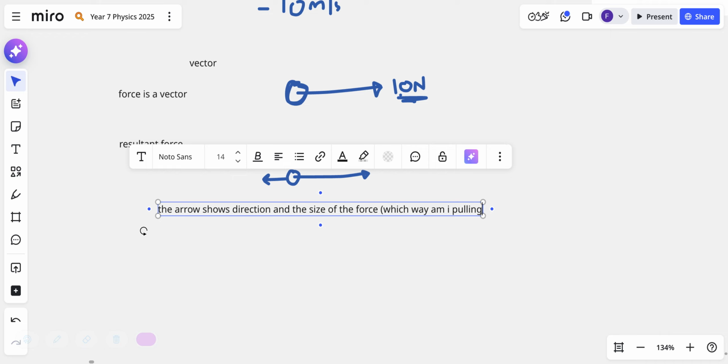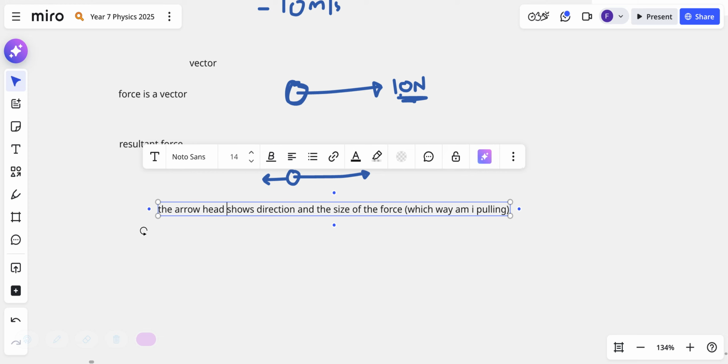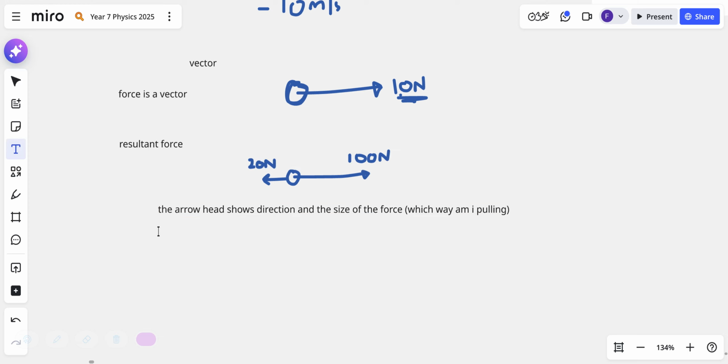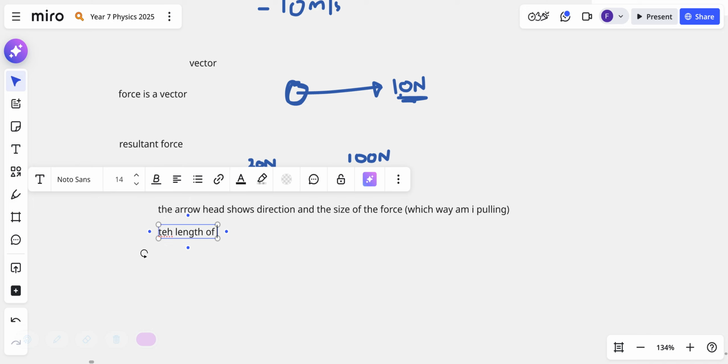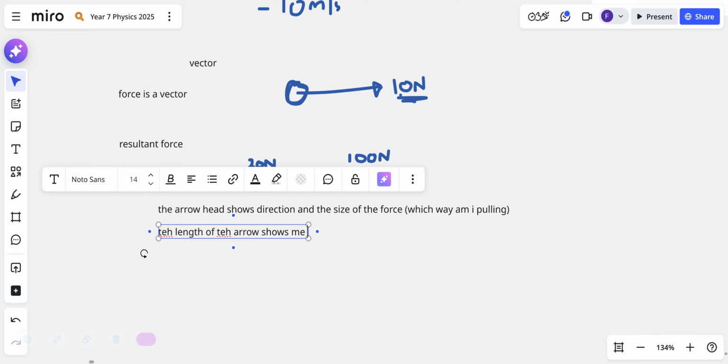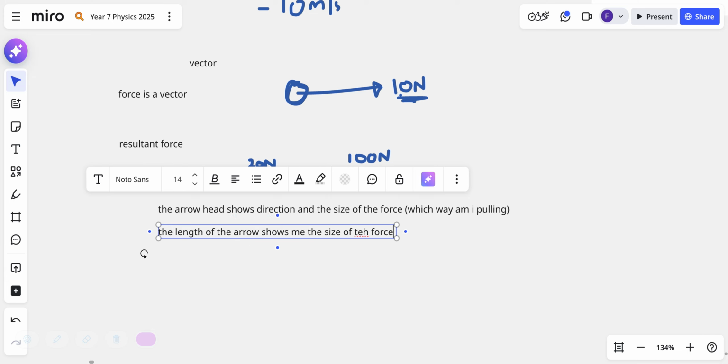And the arrowhead shows me the direction. The length of the arrow shows me the size of the force.